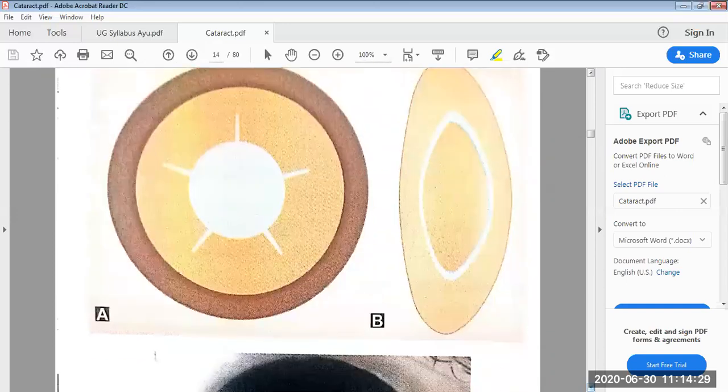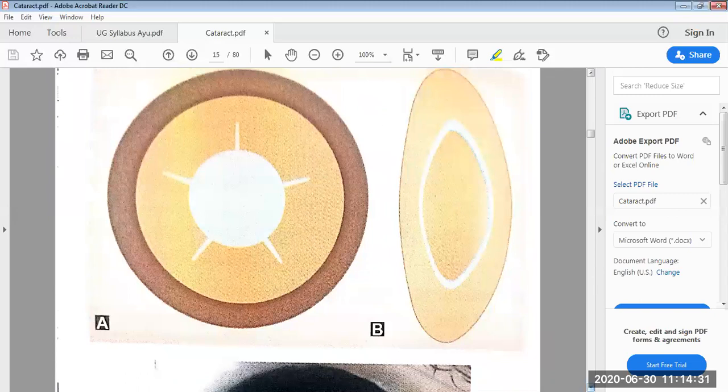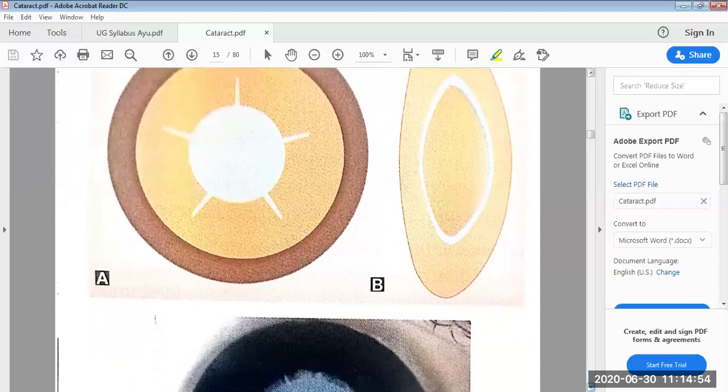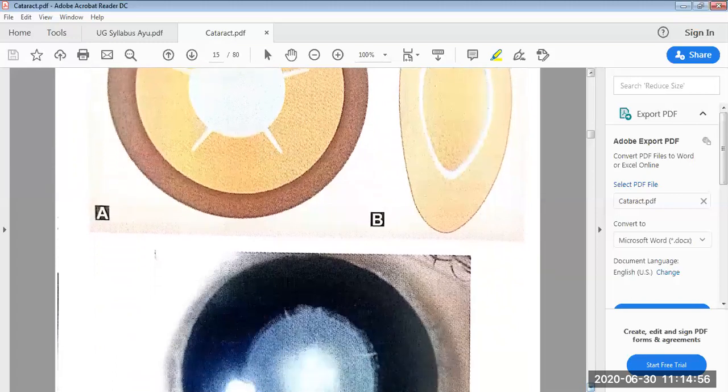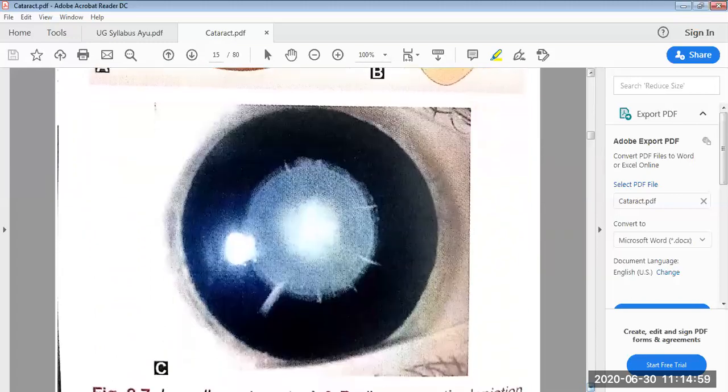In this image, you can see the opacities like the spokes of a wheel, as seen in the lamellar cataract. Then come the riders, which may be seen towards the equator. This is the characteristic feature of the lamellar cataract. This is the diagrammatic representation seen on oblique illumination and in the optical section, where the lower image is the clinical photograph of the lamellar cataract.